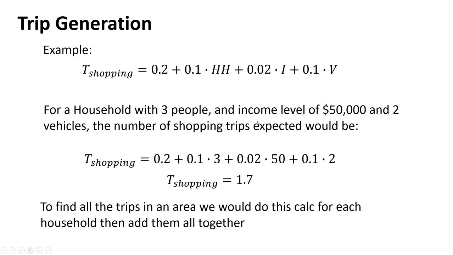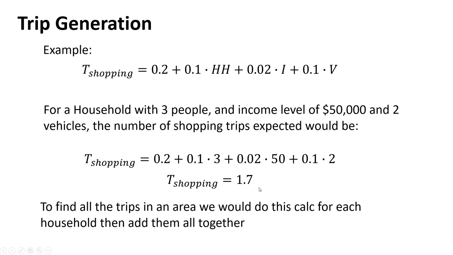So we could plug that in. If we had 3 people with an income level of $50,000 for the household and 2 vehicles, and we plugged all those numbers in down here, we could expect them to make about 1.7 shopping trips a day. So that's how we use those equations. I don't know if this is a realistic number or not, but it doesn't seem too far off. On average, think about your household, maybe when you were in high school, living at home. Do you think you guys went and shopped 1.7 times a day, almost twice a day? Someone was going to make a shopping trip from your household?